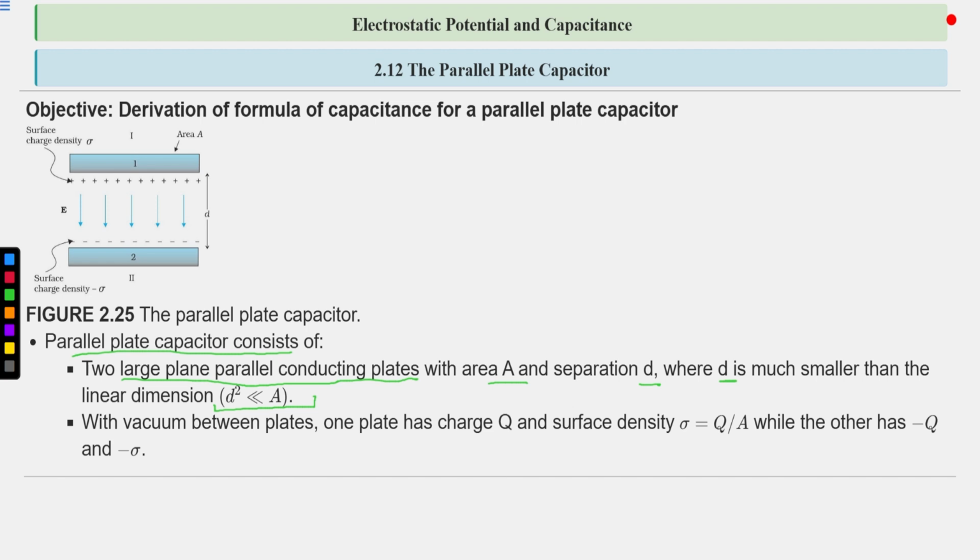Okay, so with vacuum between plates, initially we will only take vacuum between the plates. There is no dielectric medium present between these plates. So there is vacuum between these plates. One plate has charge plus Q and surface density sigma equal to Q by A, while the other has minus Q and the surface charge density minus sigma.